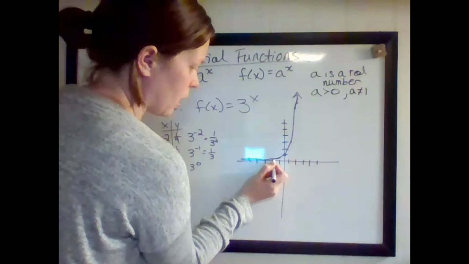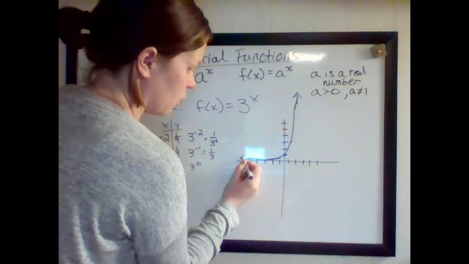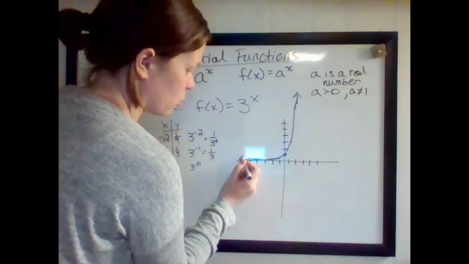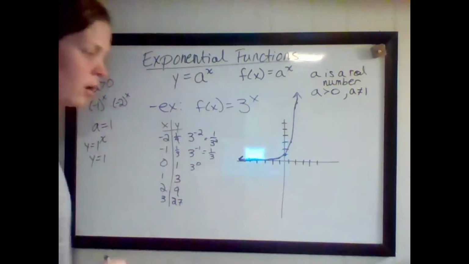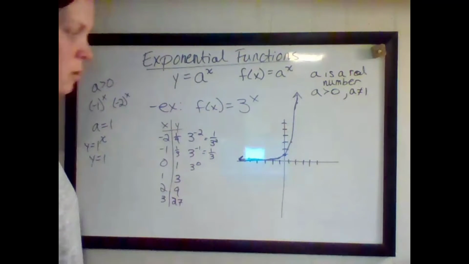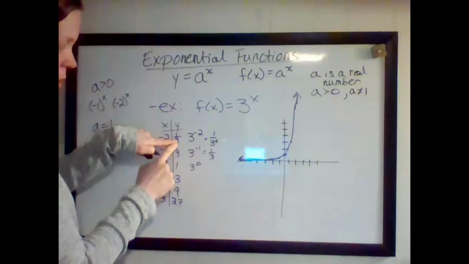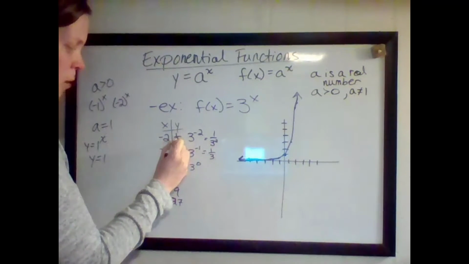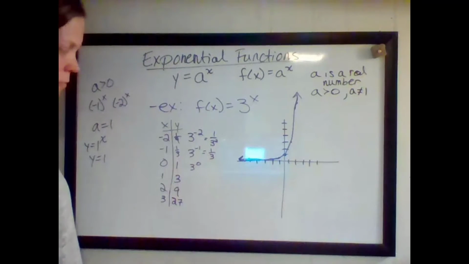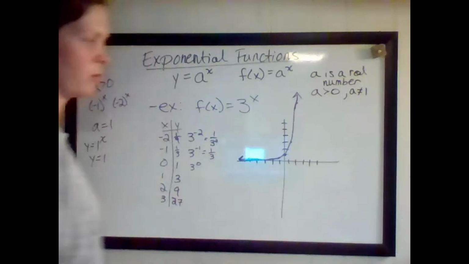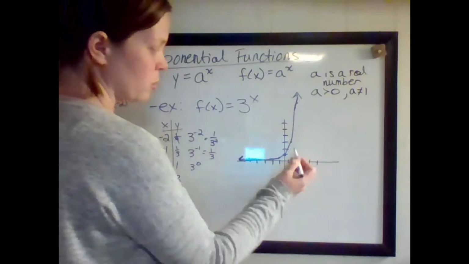And going towards negative infinity, it's going to just keep getting closer and closer to 0, but never cross the x-axis. It's just going to get smaller and smaller, because this number in the denominator is going to get bigger and bigger. So 1 divided by a bigger number means that value is going to be smaller. So this is what exponential functions generally look like for the most part.